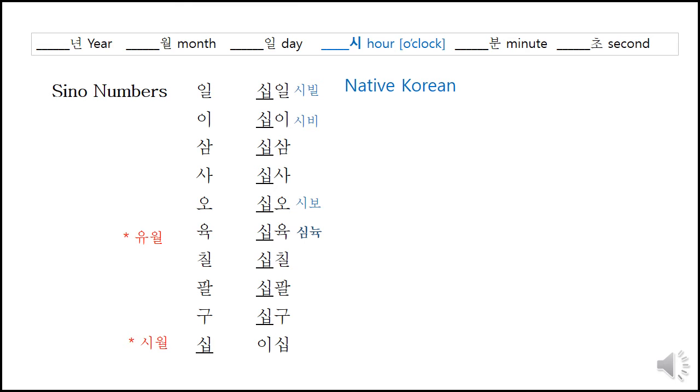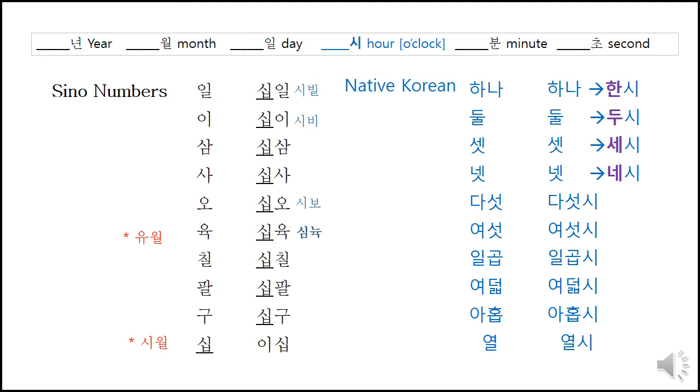Let's learn native Korean number system. 하나, 둘, 셋, 넷, 다섯, 여섯, 일곱, 여덟, 아홉, 열. Again, native Korean number system is added to 시. Please note the top four expressions are a little bit adjusted in front of the counting word 시.